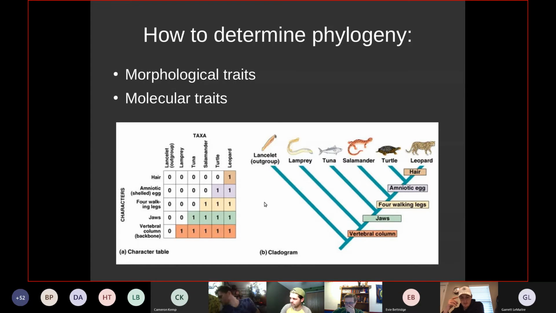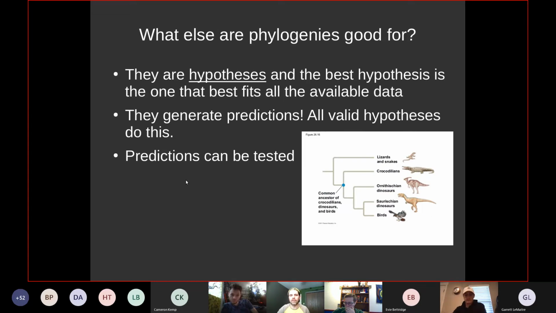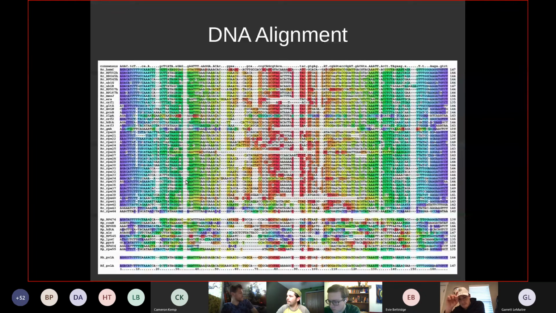We may not trust this hypothesis because it was built on this little character table. So if we want to trust it more, we go to molecular data. Now, keep this character table in your head and look at this. This is a DNA alignment. So for some gene, we sequence it and we align it with a bunch of different species of interest or strains of interest or what have you.